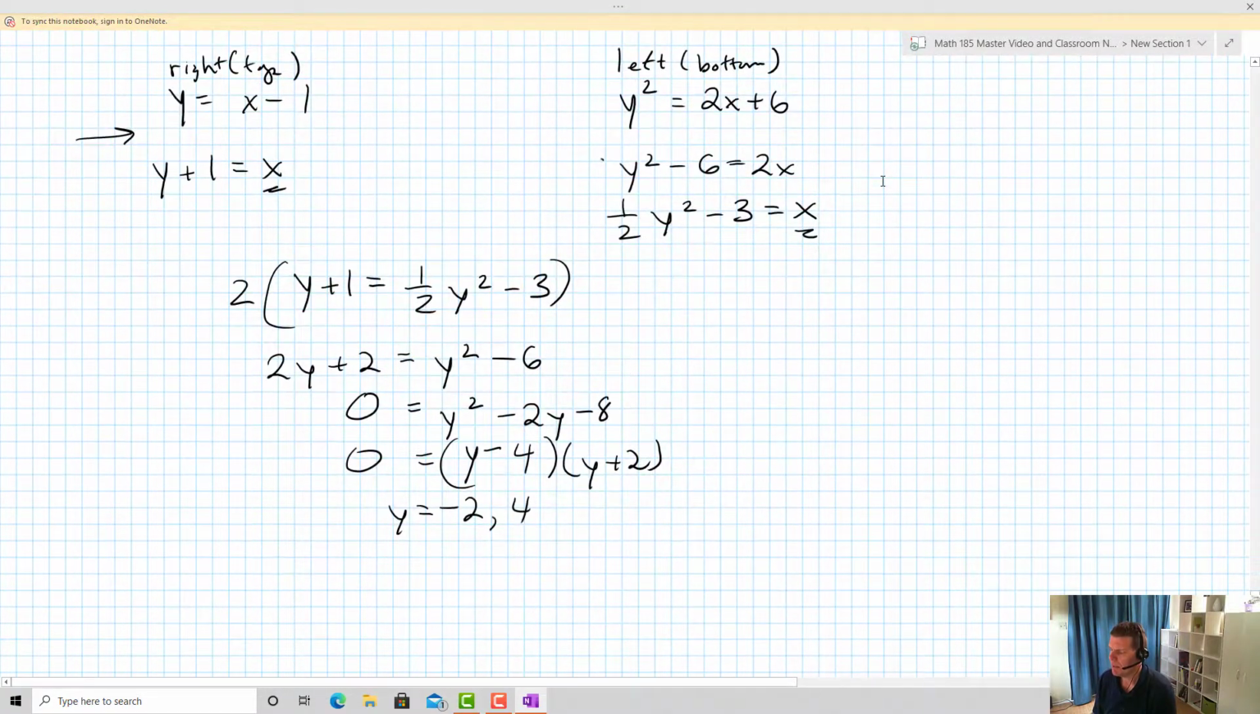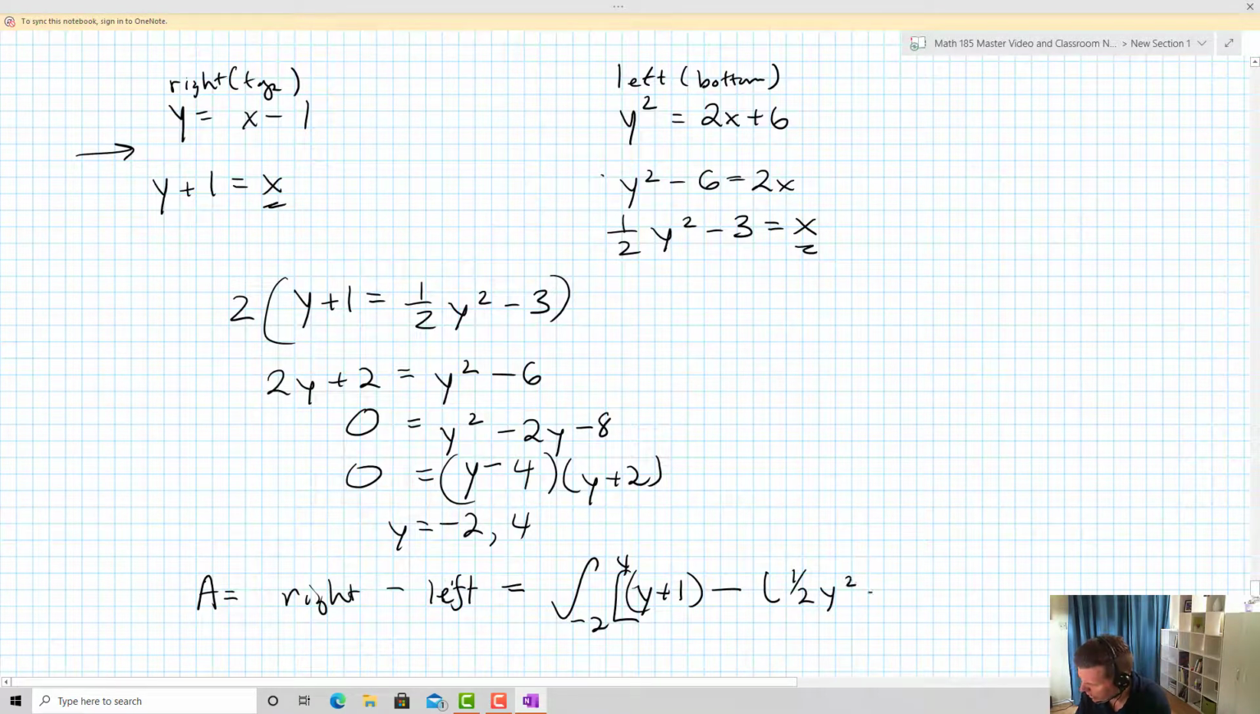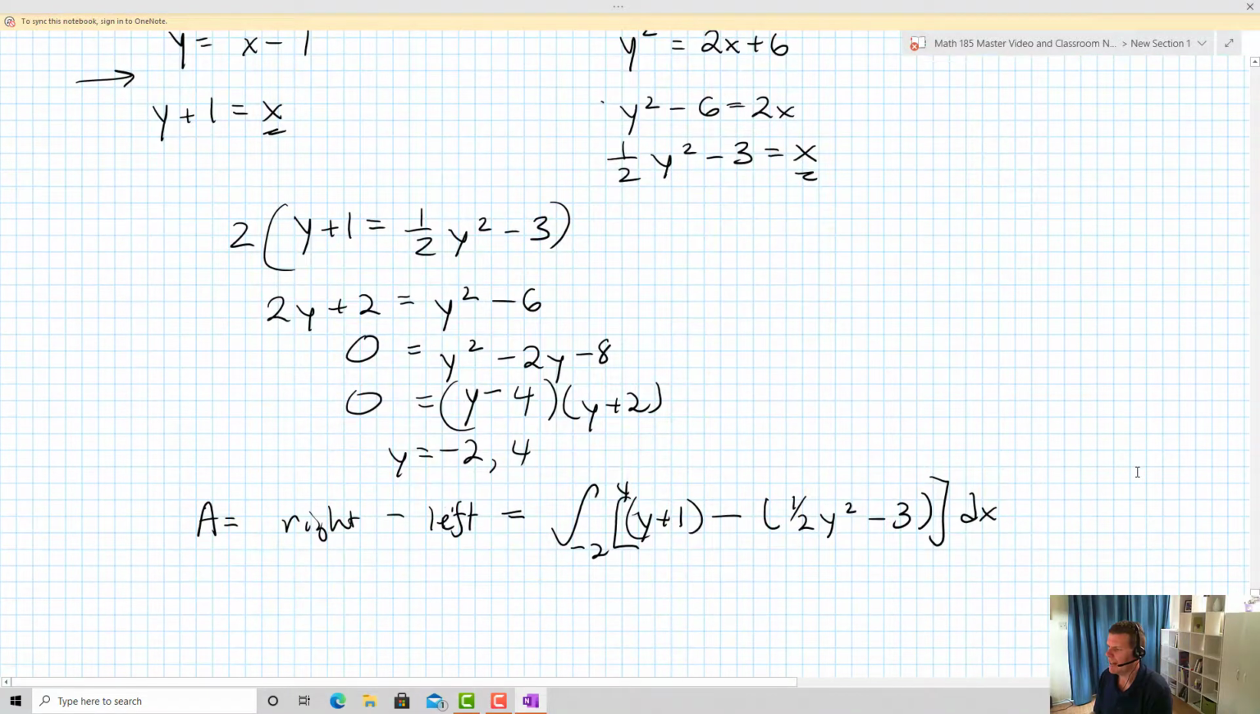So now I'm going to put those in, and my area is going to equal right minus left instead of top minus bottom. It's going to end up equaling the integral from -2 to 4 of y plus 1 minus 1/2 y squared minus 3 dy. And I will let you guys integrate that.